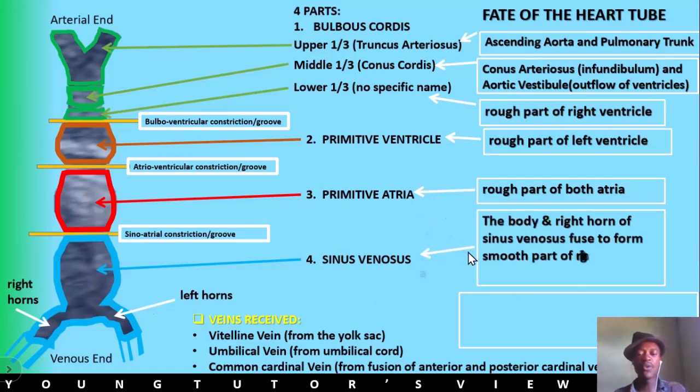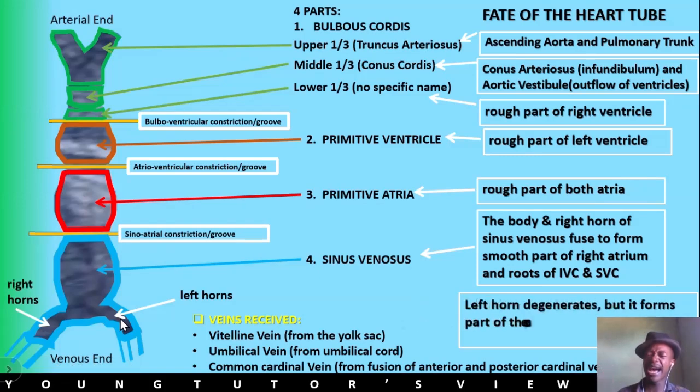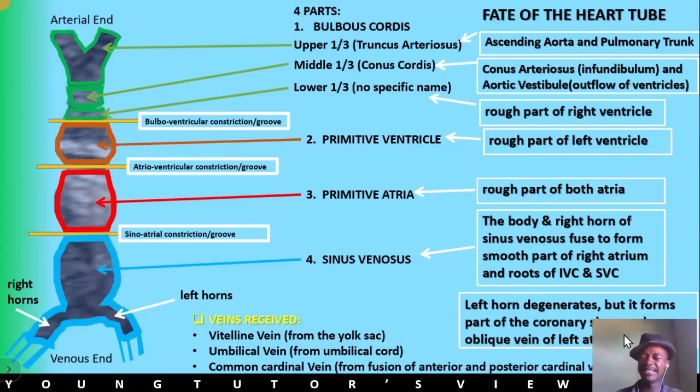Okay, so the question will be now, what is the left horn going to do over here? So this one is going to degenerate. As the left horn degenerates, before it does that, it contributes to the formation of the coronary sinus, even the oblique vein of the left atria. So it has those contributions before it degenerates, but generally it has to degenerate.